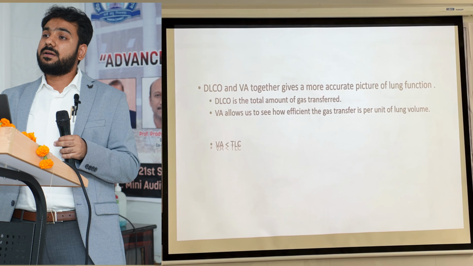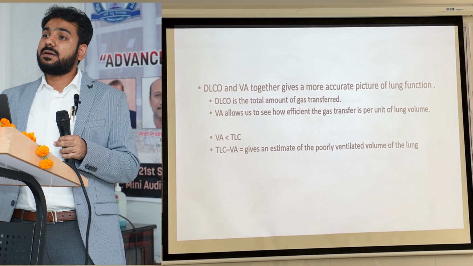Okay. Now VA will always be less than TLC. TLC which we measure with body box, it includes all the volumes, that is trapped lung, bulla, even abdominal volume that is there. So VA is always a part of TLC. Ideally speaking, it should be around 90%, but it will always be less than TLC. It can never be more than TLC.